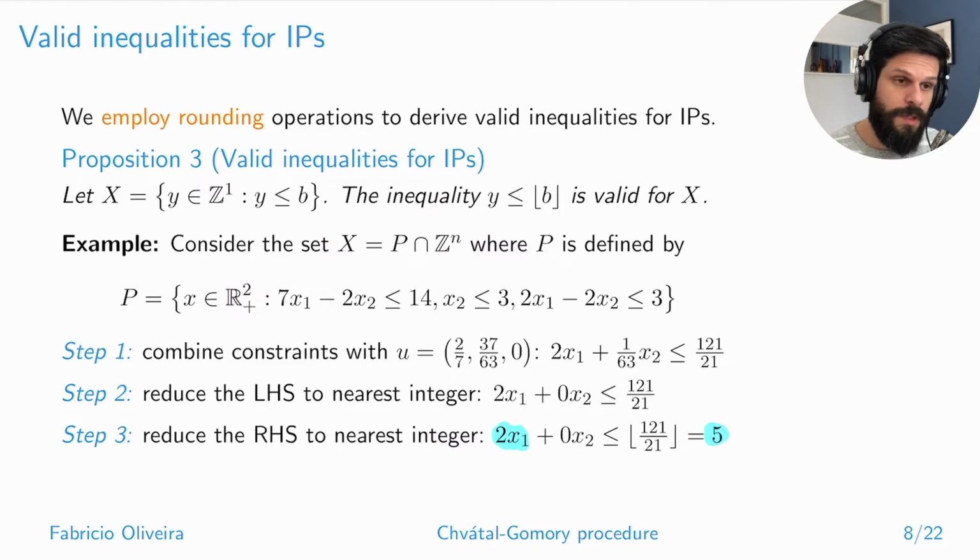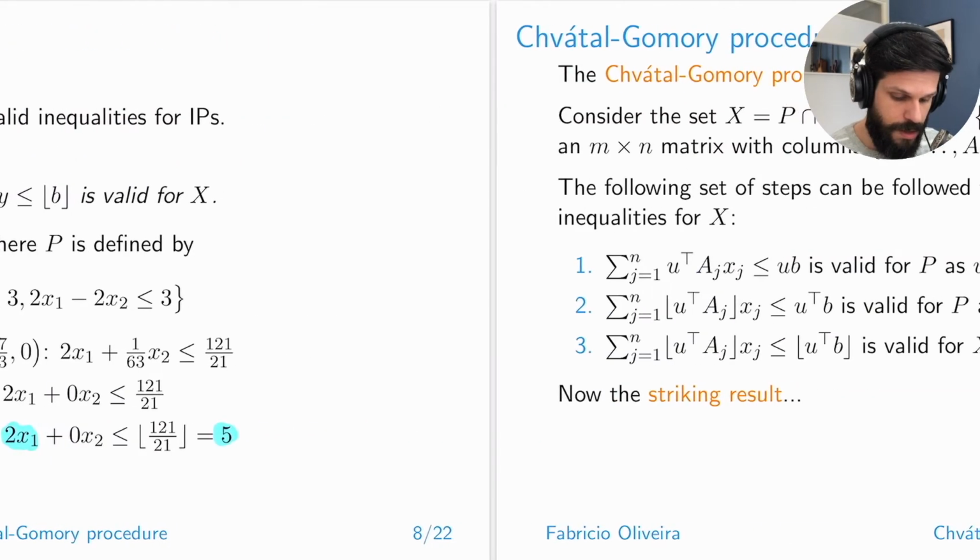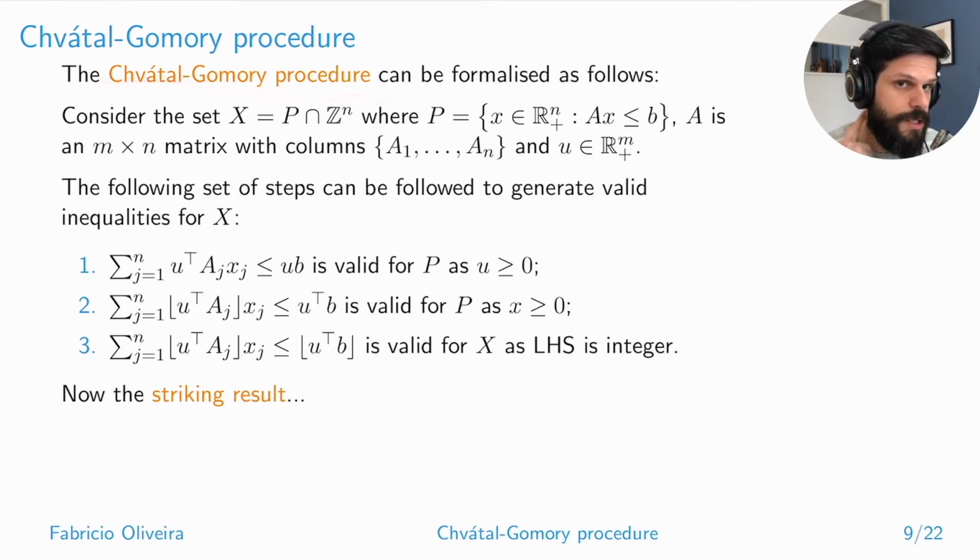And the question is whether it's good or not, whether it's helpful or not. It's what we're going to look into next. But the fact is that you have a valid inequality. And this step-by-step procedure is exactly the Chvátal-Gomory procedure.